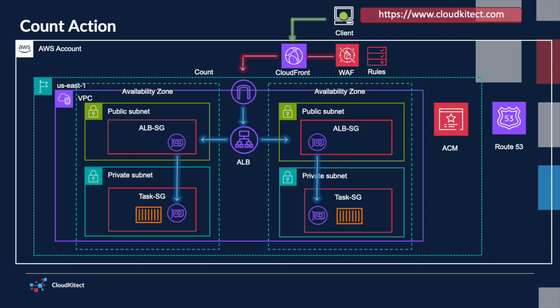The count action is particularly useful for monitoring and testing your AWS WAF rules. Instead of allowing or blocking requests, it simply tallies the number of requests that match the rule criteria. This action helps in understanding the impact of a rule before you set it to allow or block, and it's useful for identifying trends and potential threats without affecting the flow of legitimate traffic.